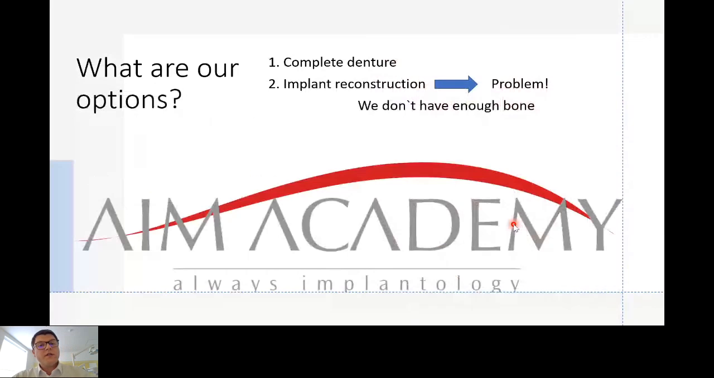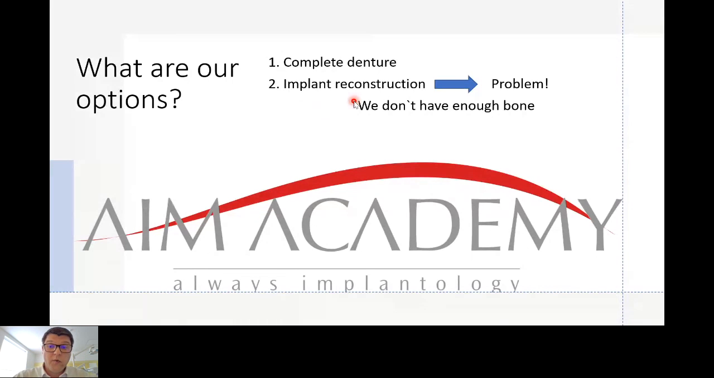So, what are our options when we have a patient like this? Well, actually, we have 2 fundamental options. First is to have a complete denture, but not to forget, those patients came to us because they don't want a complete denture. Those patients want from us implant restoration, an implant-supported denture, to have fixed teeth or as much fixed teeth as it can be. So we have to do an implant reconstruction.